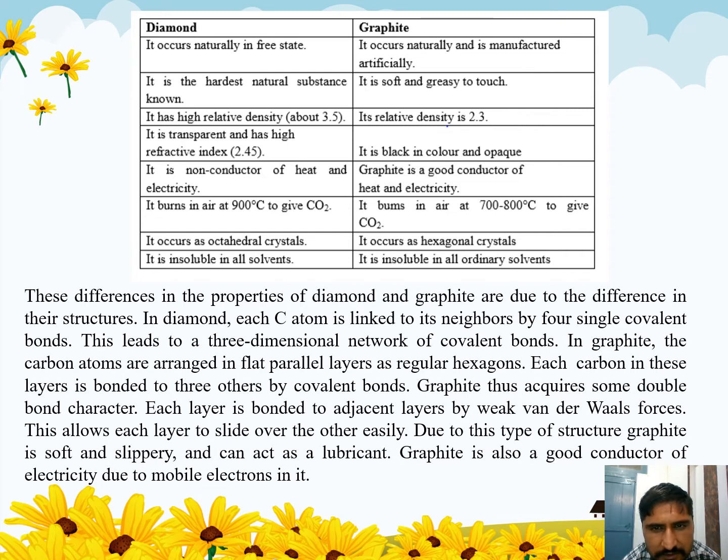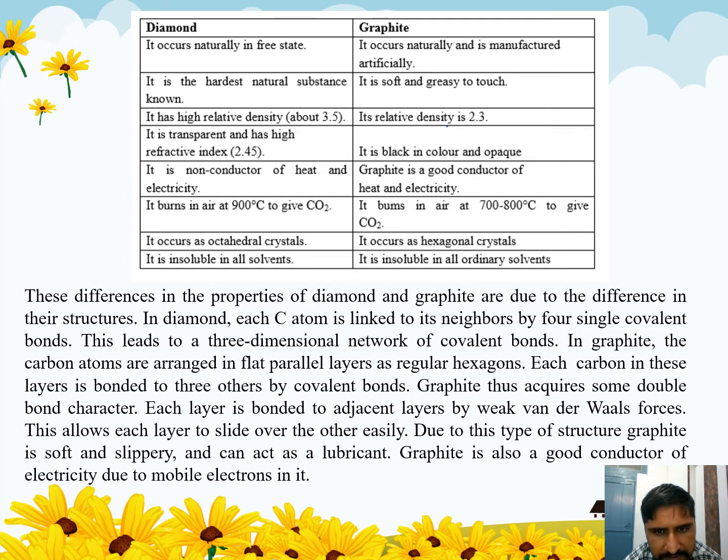Diamond occurs naturally in the free state, but graphite does not occur naturally in the free state; it exists in a combined state. Diamond is the hardest natural substance. Graphite is soft and greasy to touch. Diamond has a higher relative density, but graphite has a low relative density. Diamond is transparent with a high refractive index. Graphite is black in color and opaque, meaning it cannot pass light.